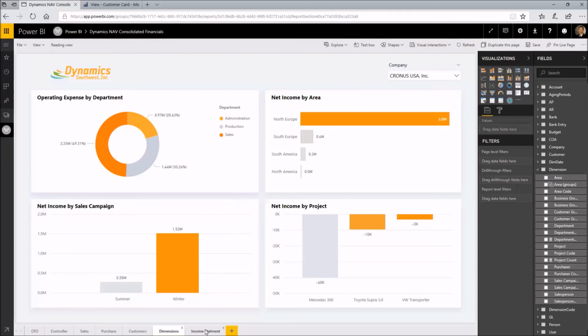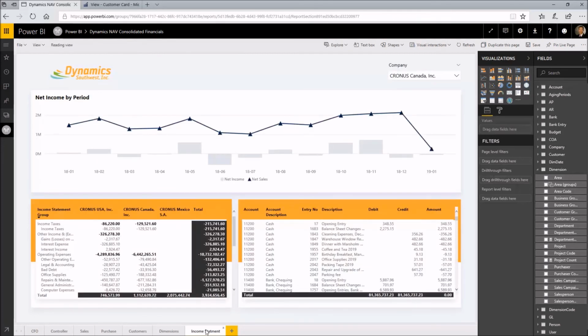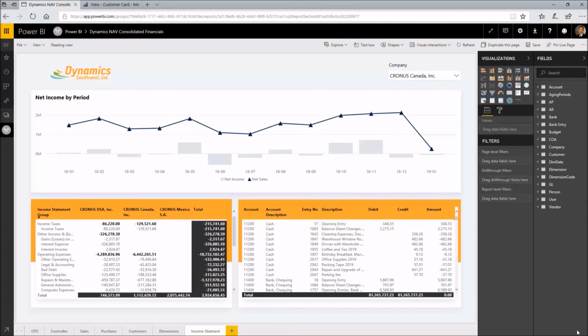The income statement dashboard presents the financial performance that can be sliced by company and by other dimensions. In summary, this Power BI showcase of the consolidated financials for Dynamics NAV can help your decision making by identifying the right time, right place, and right people.